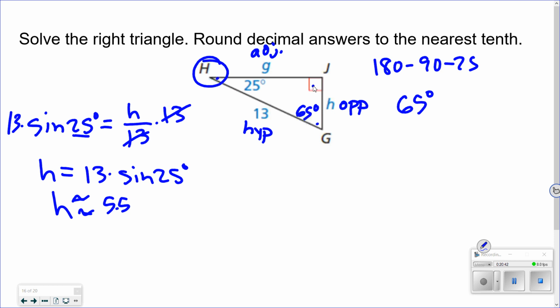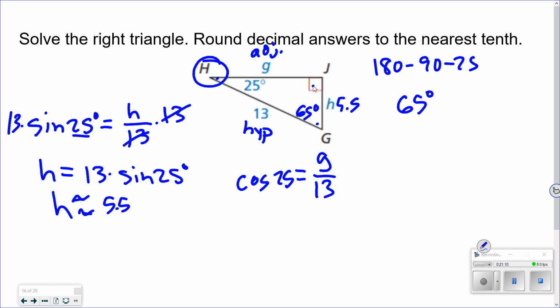Okay, I'm still missing a side. That's side h over here, so we can add that in here. It's 5.5. I still need to find g. So we can set up another trig ratio. If I use h again, g is the adjacent side, and 13 is the hypotenuse. So I can go the cosine this time, right? SOHCAHTOA. Cosine of 25 equals the adjacent, which is g, over the hypotenuse, which is 13.